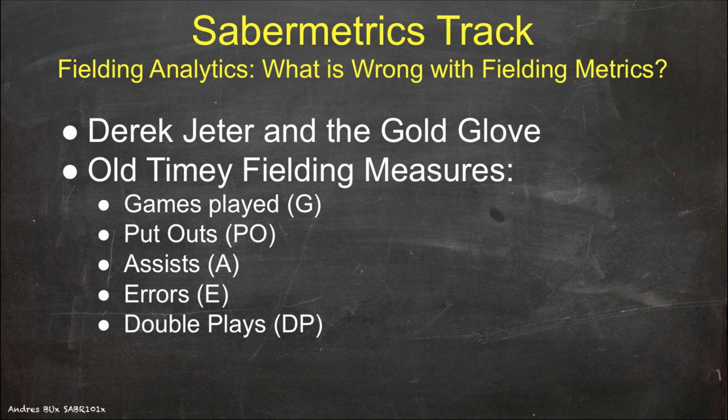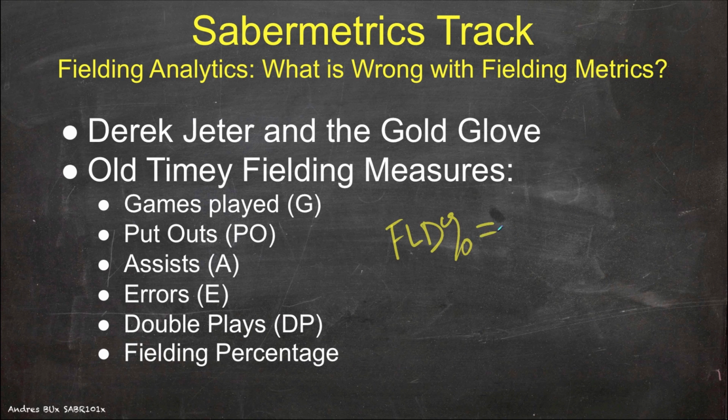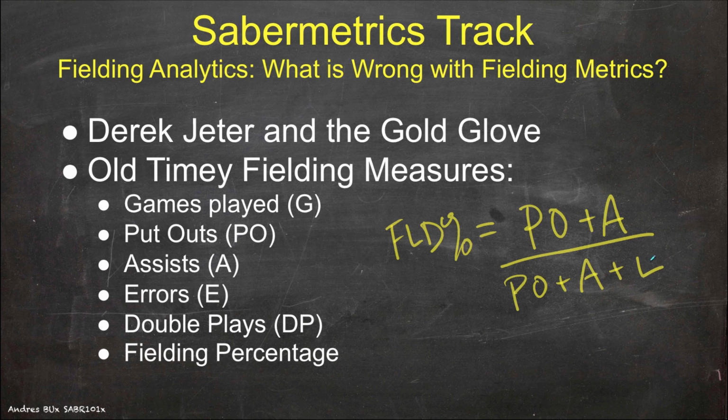Double plays as well when two outs are made on a single play. And then get to a key measure of traditional fielding statistics, which is fielding percentage. And fielding percentage, let's define that right here. Fielding percentage is defined as putouts plus assists divided by putouts plus assists plus errors.